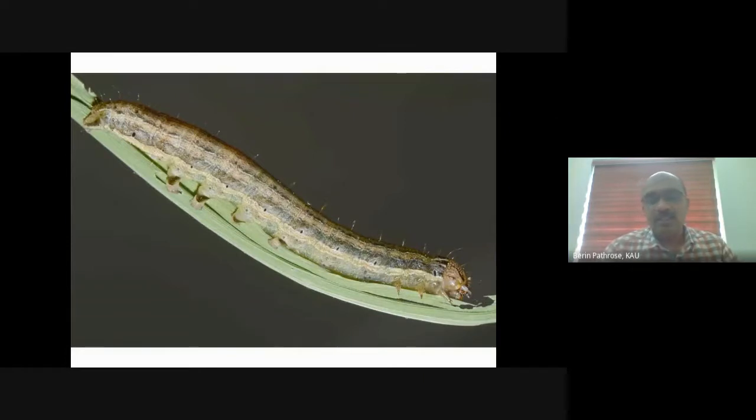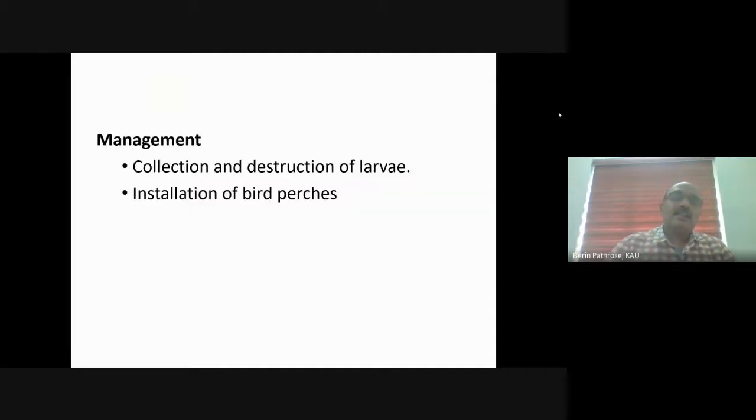There are a few instances of armyworm damage in Kerala also. Not always, but sometimes. I haven't seen it personally; I've seen only one or two photographs. Then management: collection and destruction of larvae, installation of bird perches, etc. Because these are large larvae, birds easily pick them up.